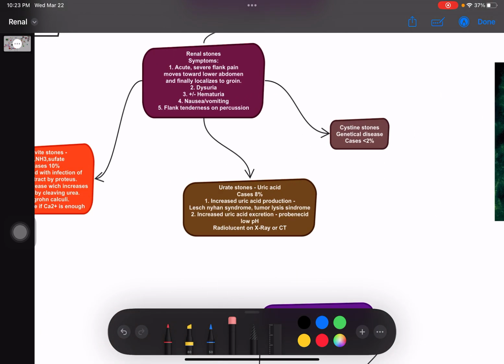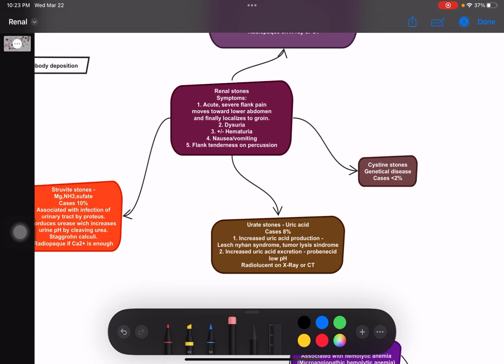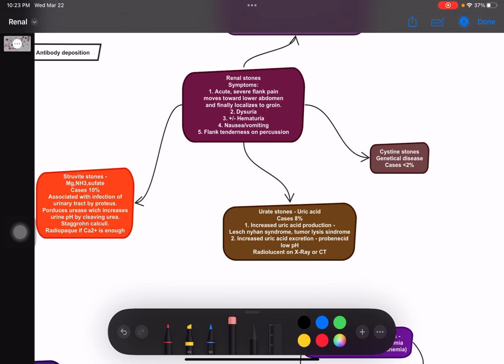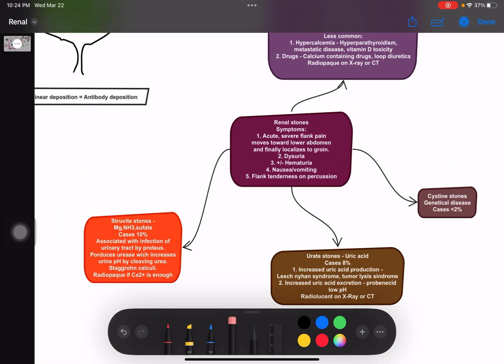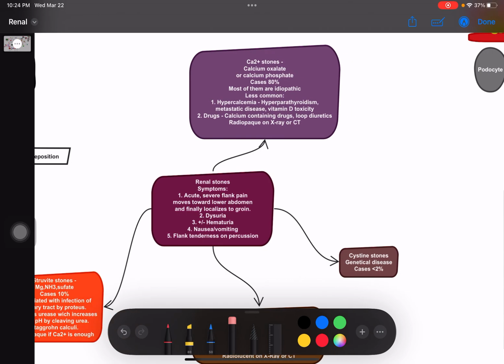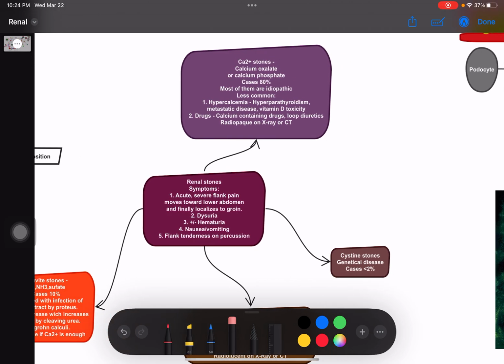Okay, renal stones, right? Symptoms of renal stones include acute or severe flank pain, which moves toward the lower abdomen and finally localizes to groin. There's dysuria, painful urination. There's either hematuria, it can be present or not. We have nausea, vomiting, and flank tenderness on percussion. So the most common types of stones are calcium oxalate or calcium phosphate stones. 80% of them are those. Most of them are idiopathic.